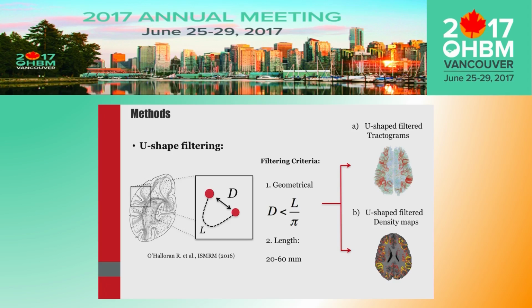Effectively, we are only keeping the streamlines that form a semi-ellipse. This was presented by Raphael O'Halloran at ISMRM in 2016. The second constraint is a length threshold between 20 and 60 millimeters. This arbitrary threshold was based on what the literature says about the length of most U-shaped fibers. Once we apply these filtering criteria, we obtain the U-shaped filtered tractograms for each of the subjects, and subsequently their density maps.